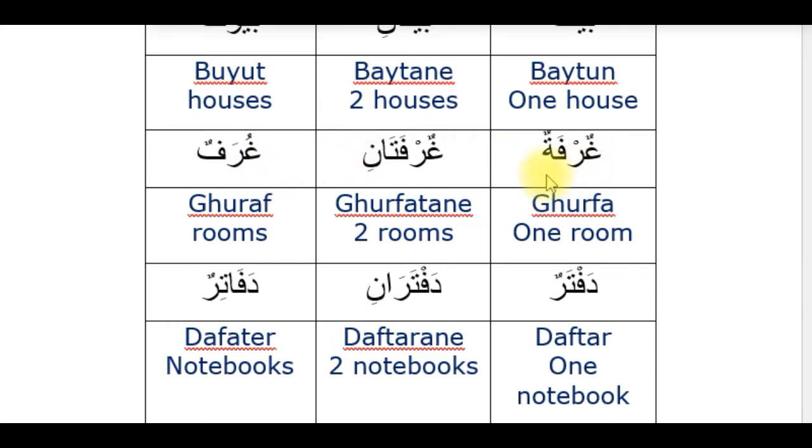Observe, غرفة ends with a ta marbuta. That means it is a feminine noun. Since it is a feminine noun, to make it into a dual form, just insert the suffix alif and nun. Look at this, there's a ta marbuta. We extend it into a ta ta'nis, stretch it, and insert alif and nun. دفتر، دفتران، دفاتر.